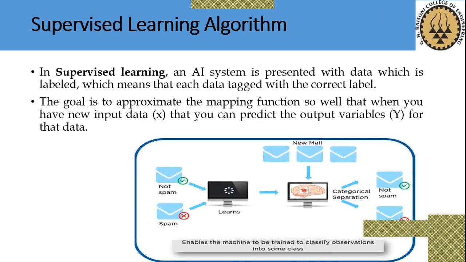The goal is to approximate the mapping function so well that when you have a new input, that is x, you can predict the output variable y for the given data. So here, a new mail is nothing but your input data represented as x, and the output variable, that is y, means you categorize your input mail properly into spam mail and not spam mail. This is supervised machine learning.